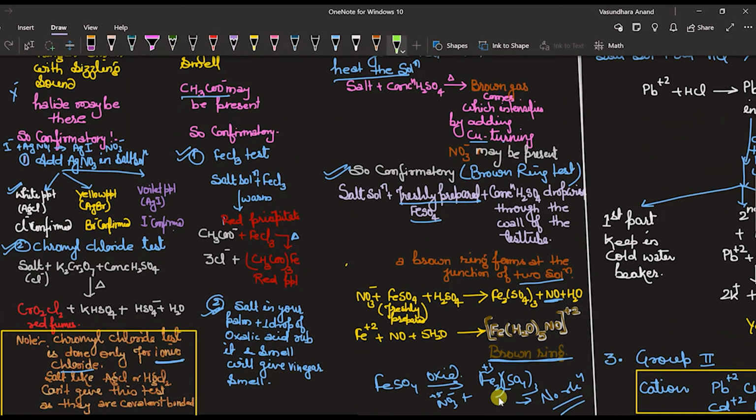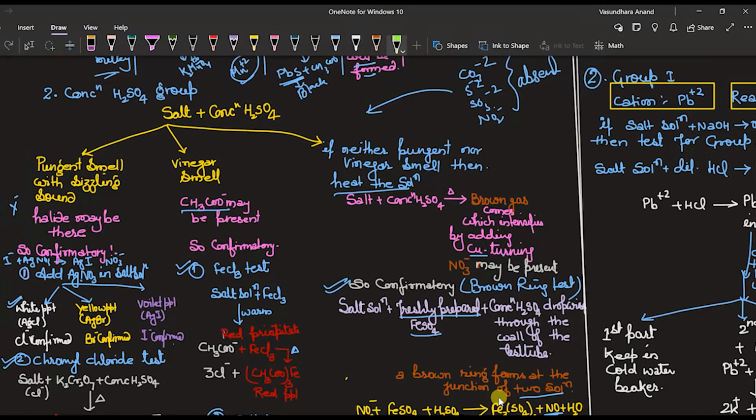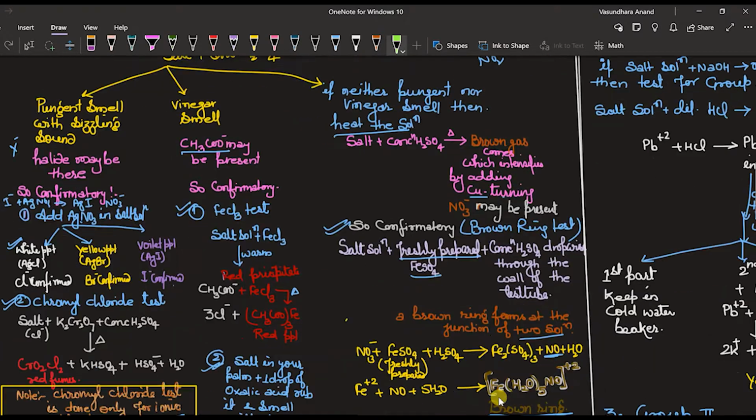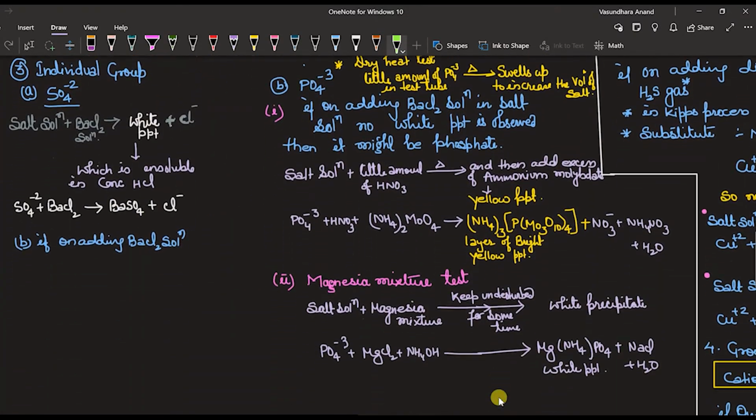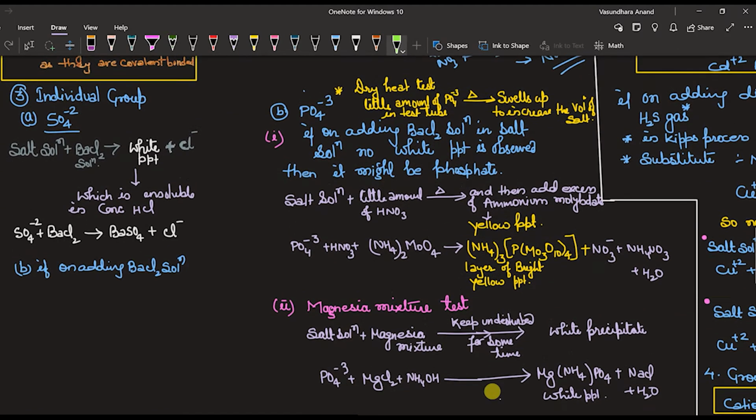For the nitrate, what we have done: salt plus conc H2SO4, plus heat. Then we got the brown gas, which gets intensified by adding copper turnings. Suppose that on heating after adding conc H2SO4 to the salt, we are not getting this brown gas, then we go for the next, the sulfate test, which comes under the individual group. If nitrate is not present, only then will we go for this.